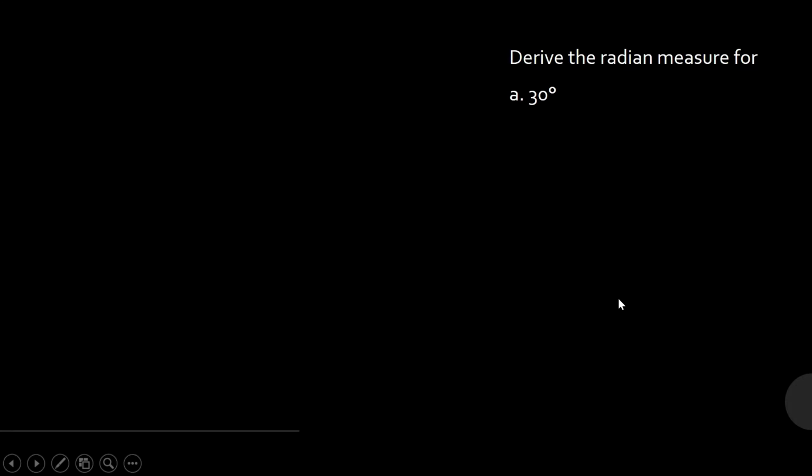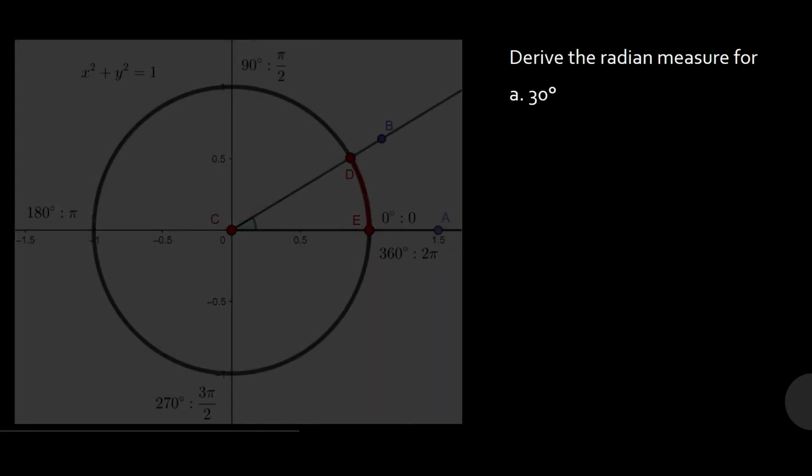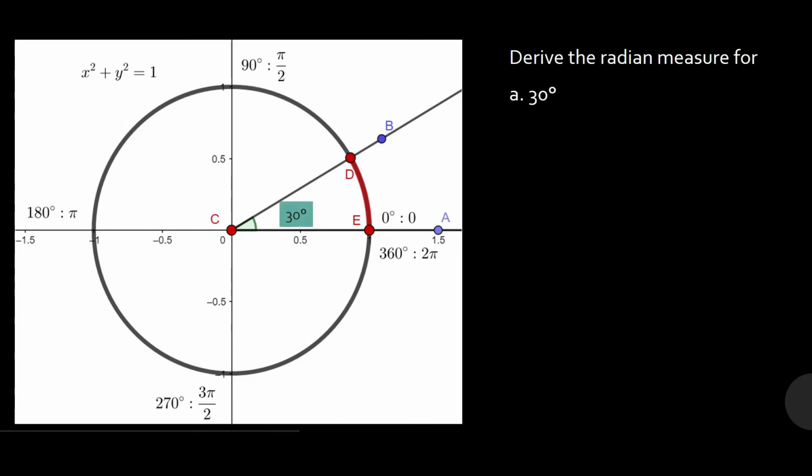Let us derive the radian measure for 30 degrees. So this is 30 degrees, and we are looking for T. T is the length of that arc with endpoints D and E. The length of that arc is what we call the radian measure of our angle whose degree measure is 30 degrees. So how do we do that?